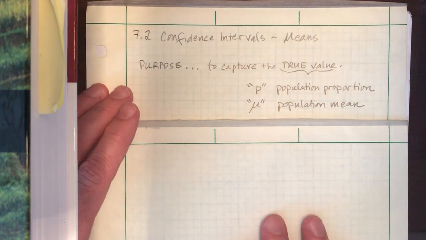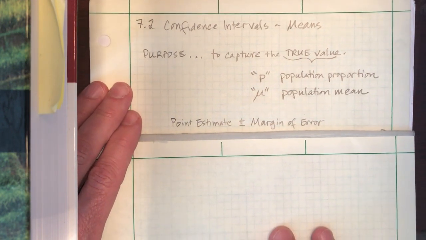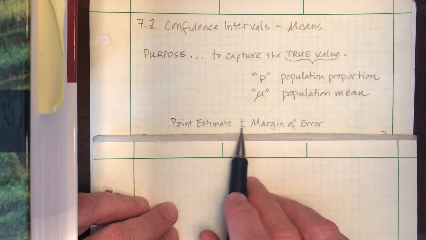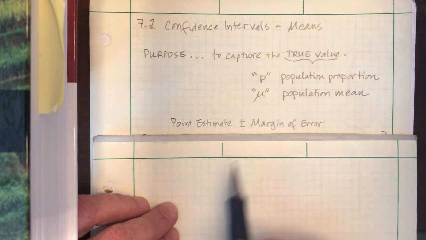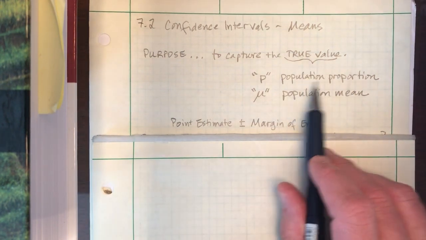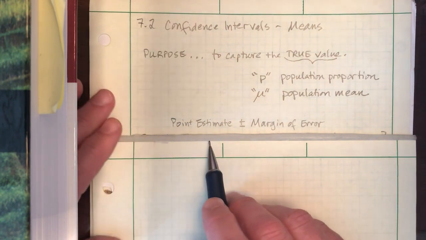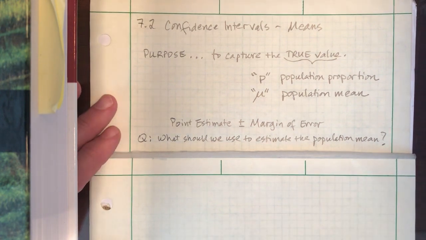So let's remember the general structure of all confidence intervals. There's always some point estimate, plus or minus a given margin of error. Now, for trying to capture the population proportion, that point estimate was P hat. So, my question to you now, what should we use to estimate the population mean?